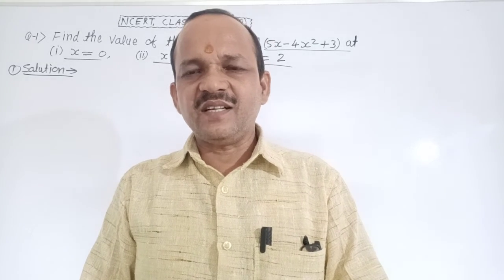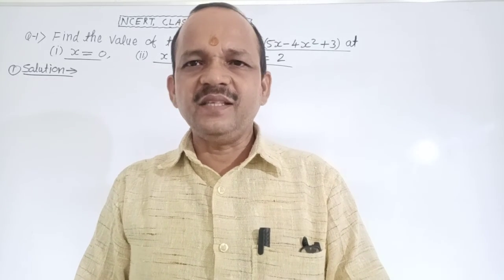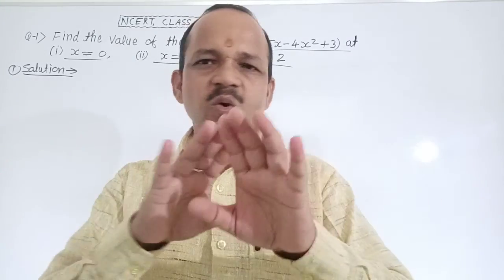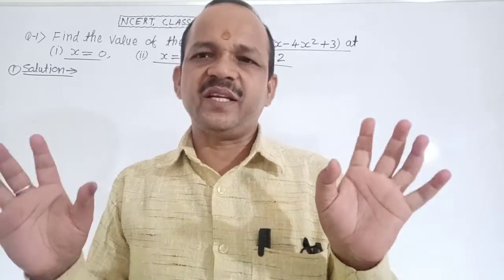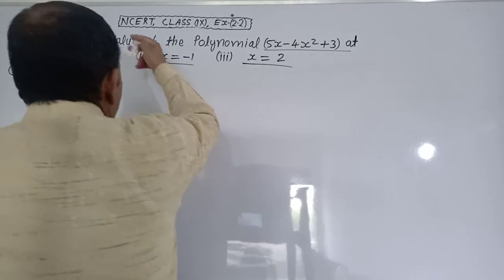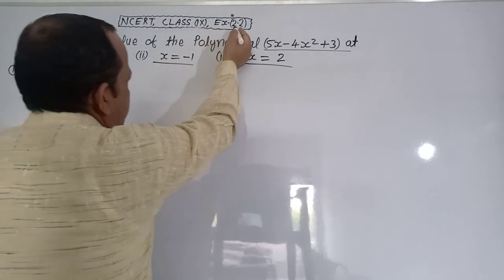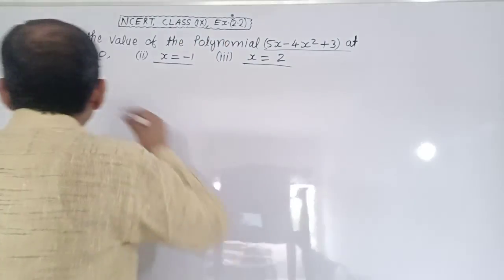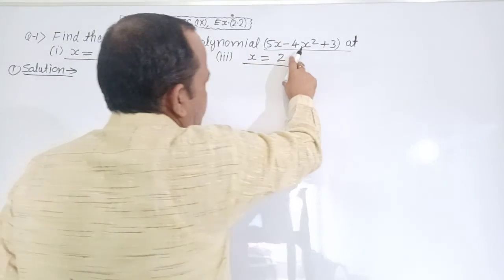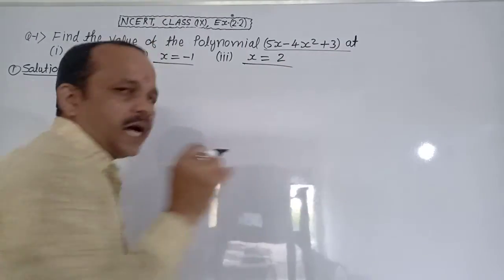But you concentrate your mind and see the board with full concentration. My words are clear? No confusion about my words? Very good. See the board. NCERT class 9 exercise 2.2. Question first. Find the value of the polynomial 5x minus 4x square plus 3.